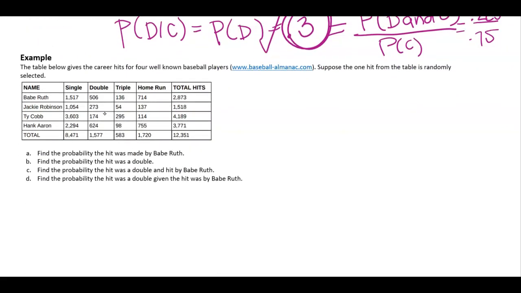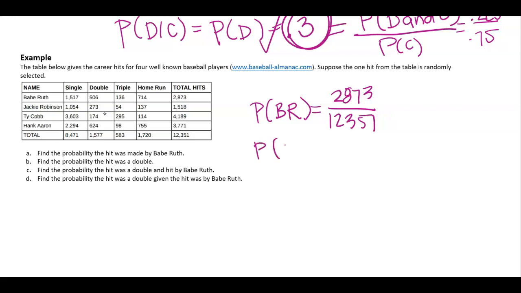All right, let's continue and look at a distribution table that includes 4 very well-known baseball players and their hits over their careers. If I wanted to find the probability that I choose a hit and it was made by Babe Ruth, one way that I could do that is just take his total hits and divide by the total. If I want to find the probability that it was a double, again, I can just take the total of all the doubles over the total.